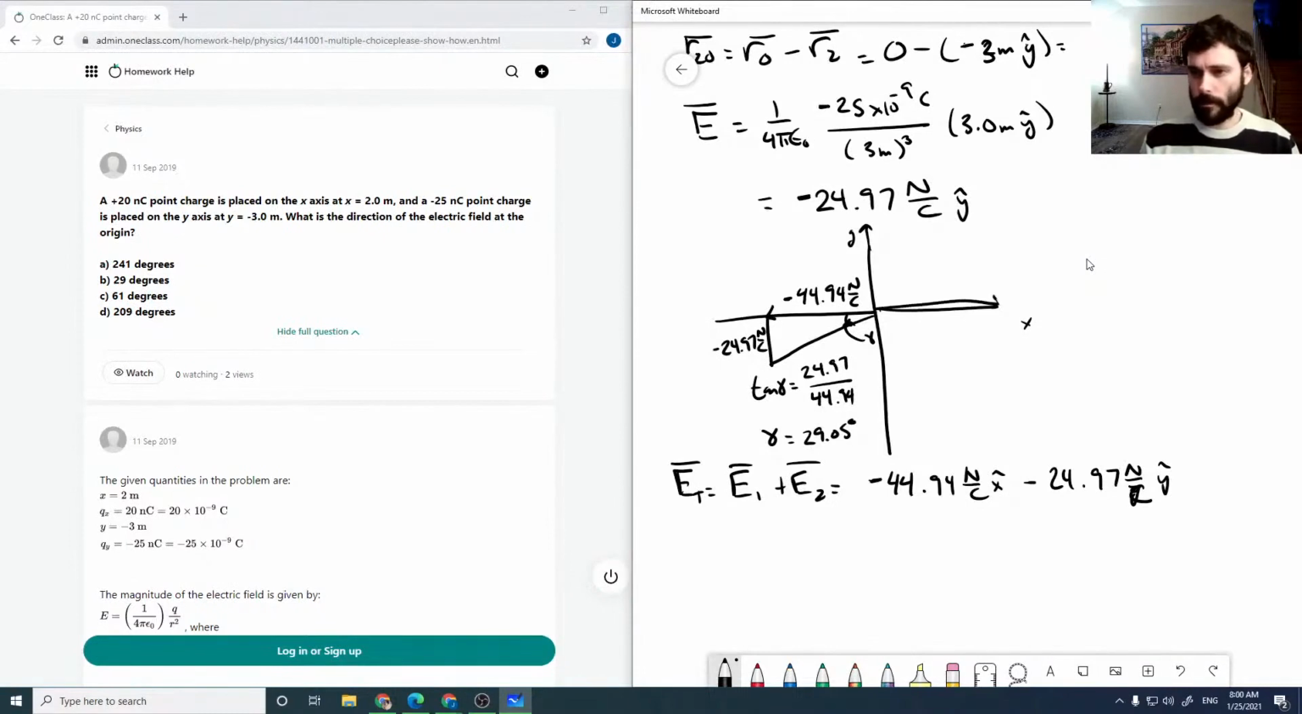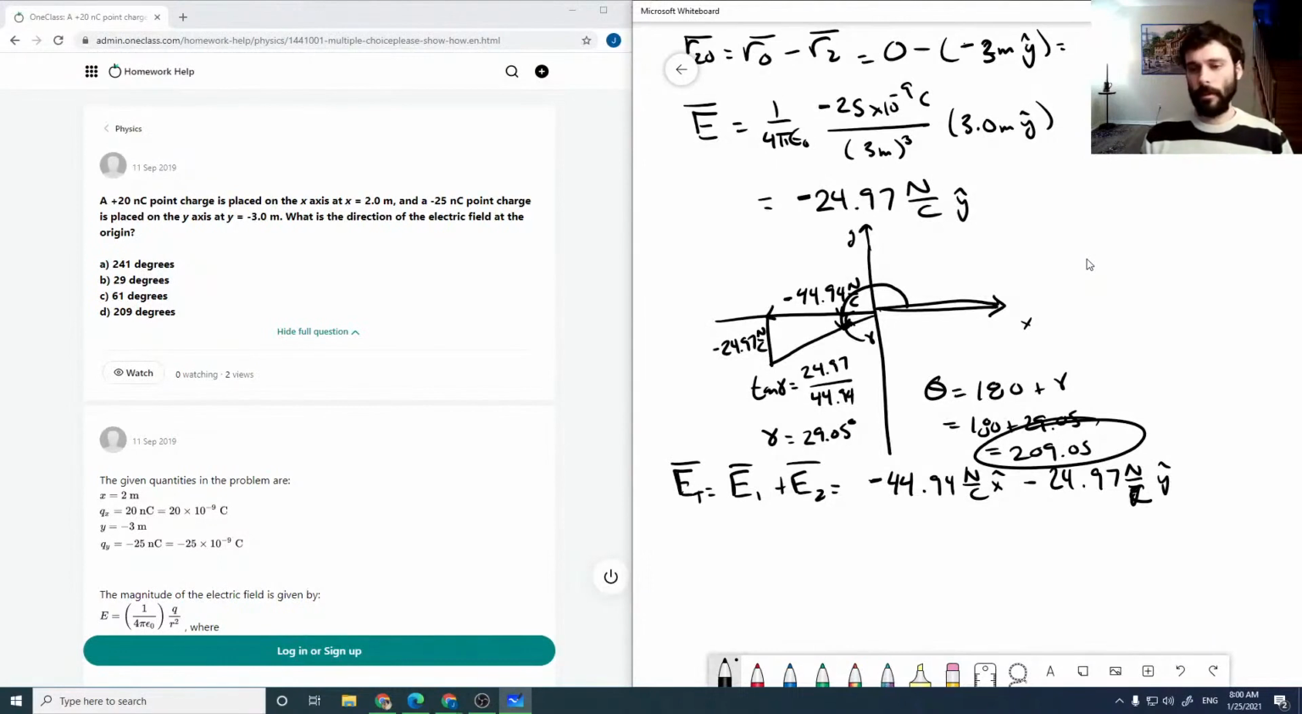Now, we always measure it from the x-axis, so we need to get that whole angle. So the theta we're looking for is 180 plus gamma, so 180 plus 29.05, which comes out to be 209.05. And if we look at the answers we're given, D, 209 is the closest to this angle.